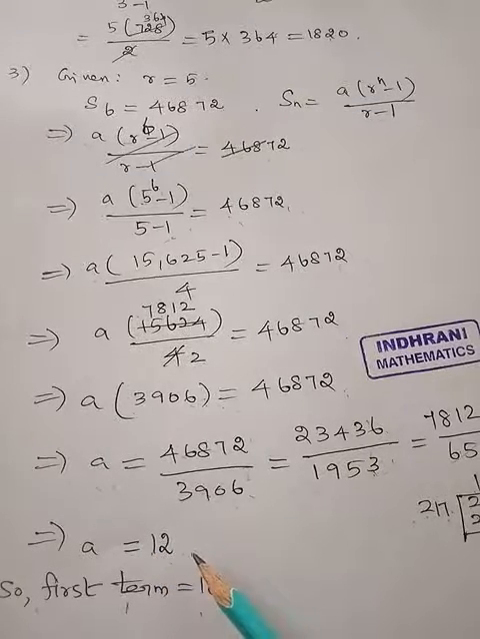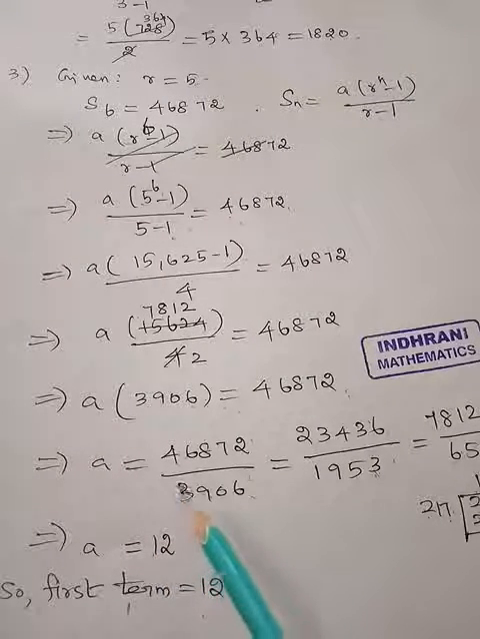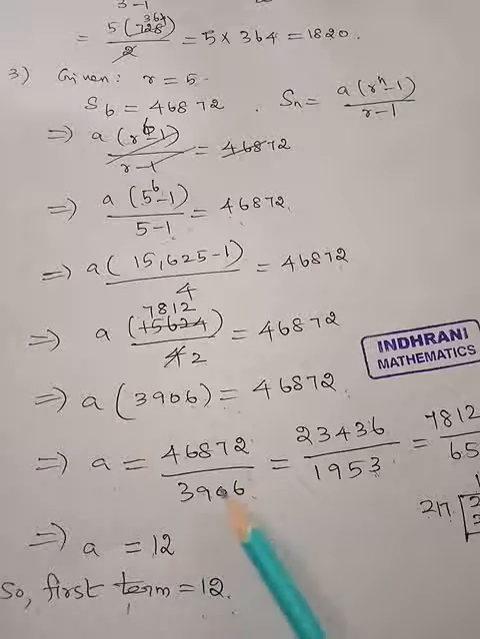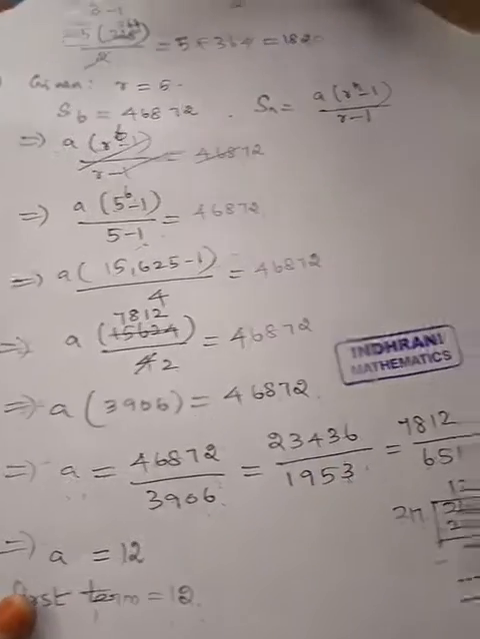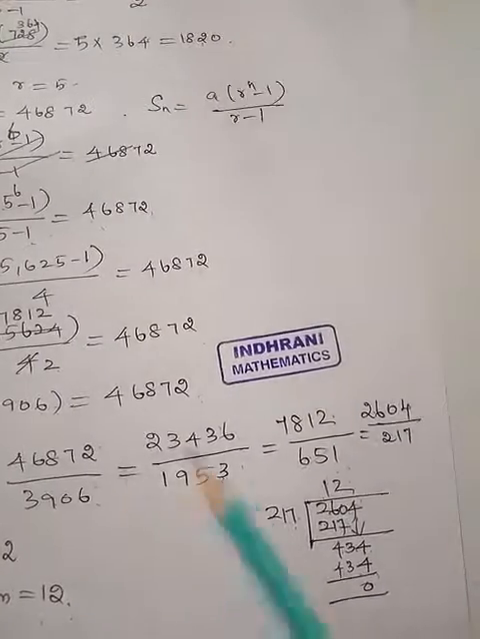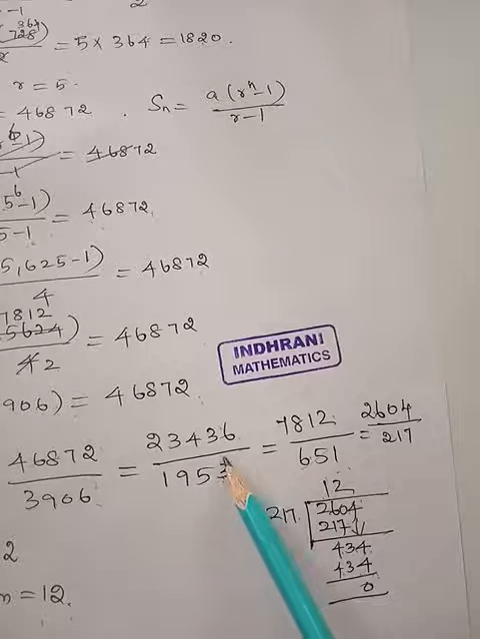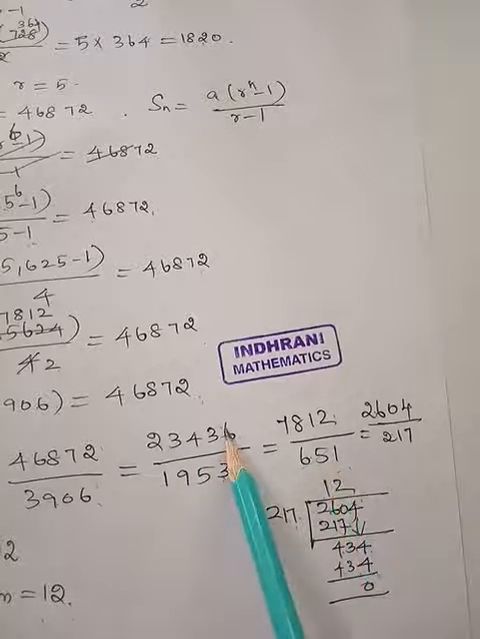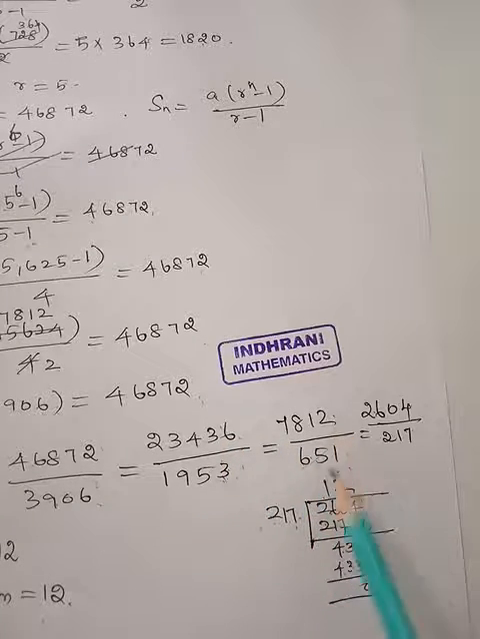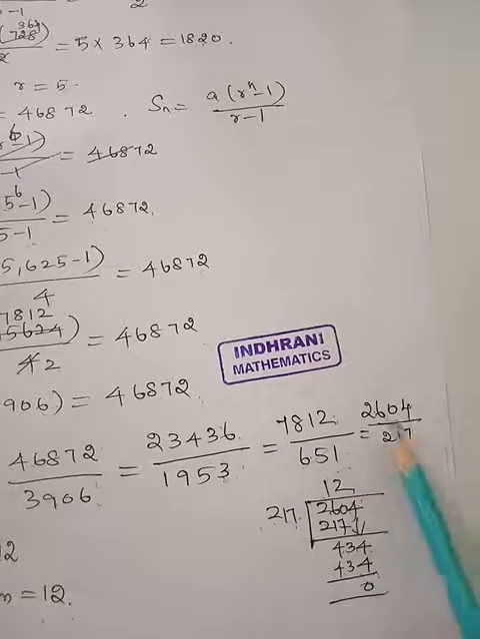Or if you get any difficulty in this one, I started dividing by 2 first. So, divided by 2, you will get this value. Again, dividing by 2 is not possible because 3 is here. Divided by 3, you will get 651. Here you divide it by 3, you will get this value. Again, you divide it by 3, you will get this value and this one.